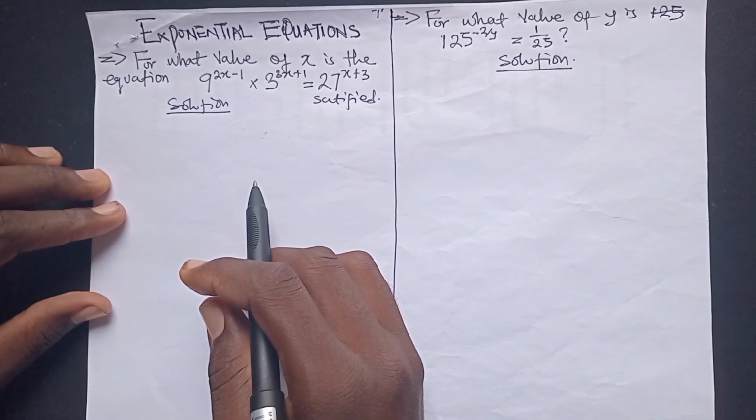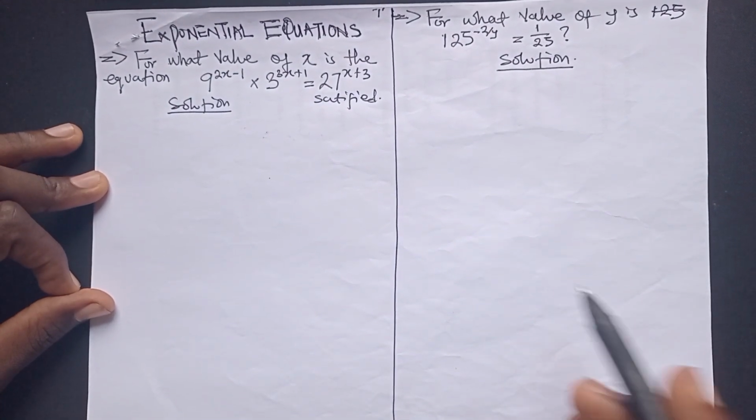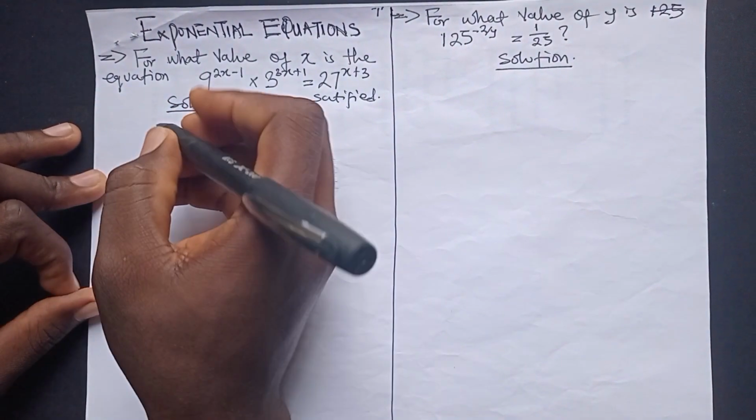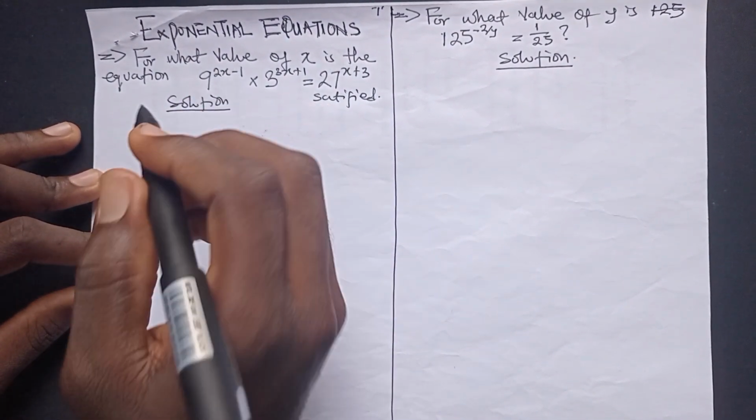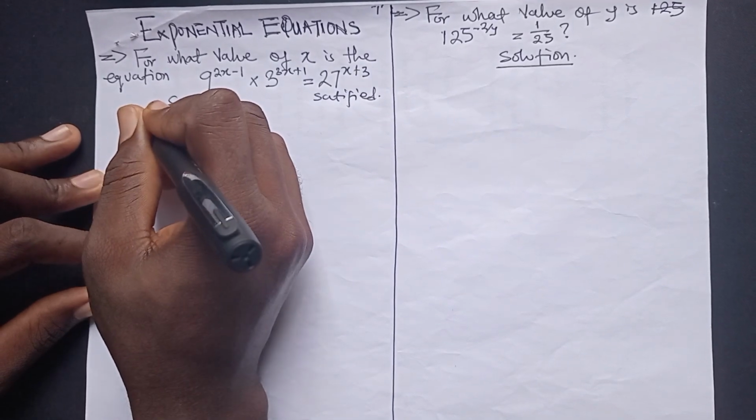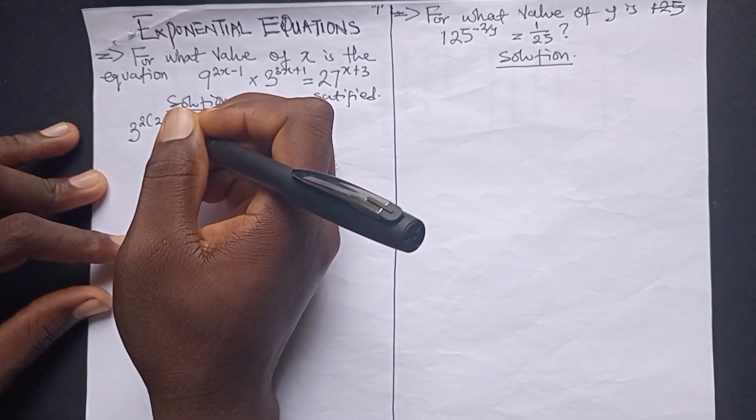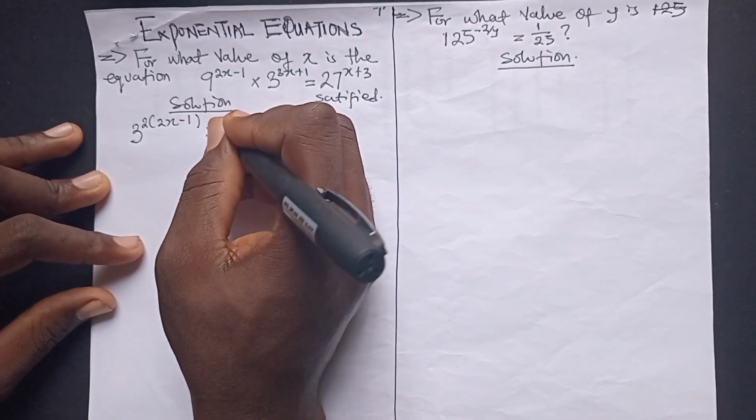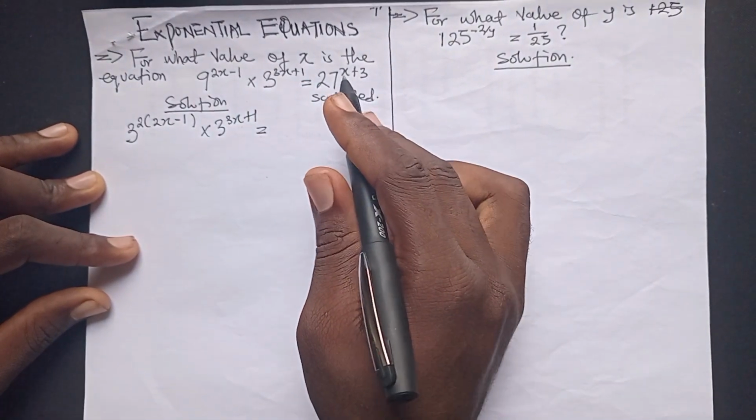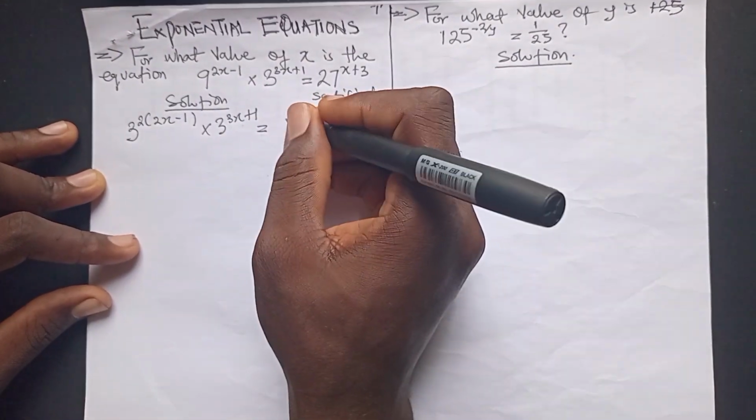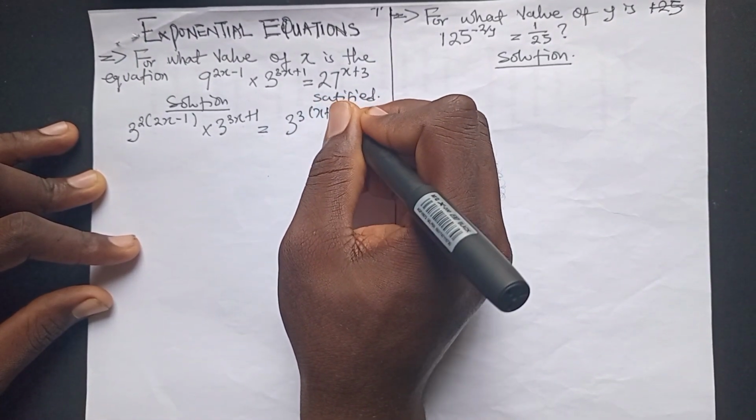From the first law of indices, once the bases are equal, you equate what? The index. So the first law says that 9 raised to power 2x minus 1 can also be written as 3 raised to power 2 in bracket 2x minus 1, times 3 raised to power 3x plus 1, equal to 27 raised to power x plus 2, the same thing as 3 raised to power 3 in bracket x plus 3.